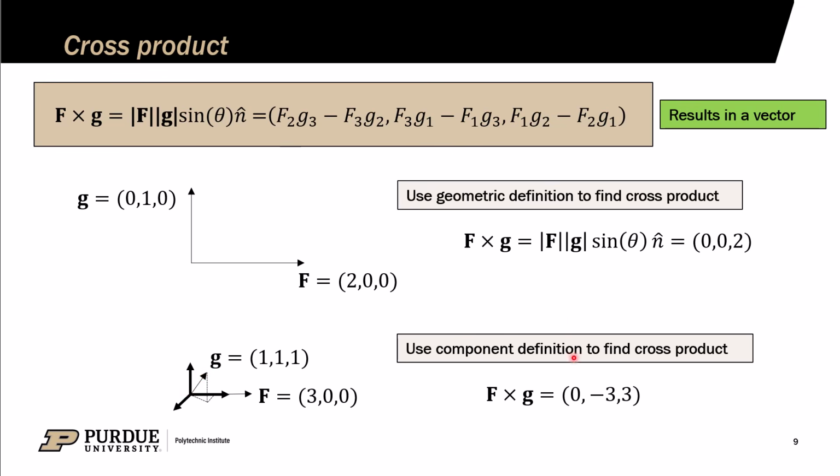So let's go one by one. Let's start with the x component, f2 g3. So 0 times 1 is 0, minus f3, which is 0, so I already know that term is going to cancel out. My x term is 0. Let's do the y component next. f3 is 0, so that term is 0, minus f1 g3, so minus 3 times 1 gives me negative 3. And finally, f1 g2 gives me 3 for this term, minus f2 g1, which is 0. So I get a positive 3.